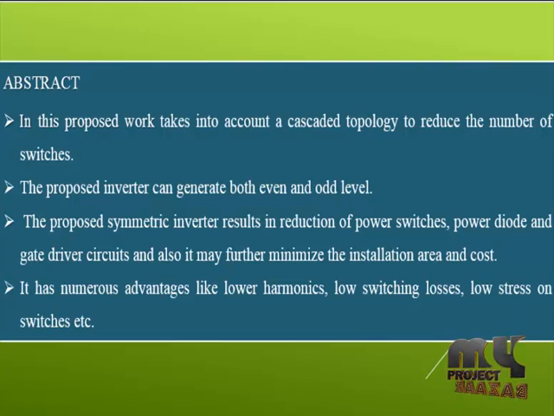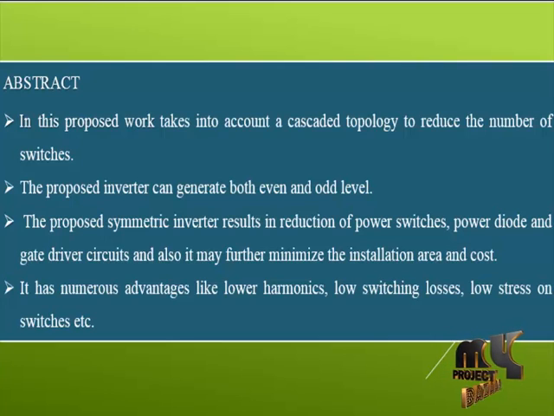The efficiency of this inverter is greatly improved by reducing the number of switches of the inverter. The proposed work takes into account a cascaded topology to reduce the number of switches. To find the effectiveness of the cascaded topology is improvement of efficiency. A simulative study is done to evaluate the effect of topology with increasing voltage levels.